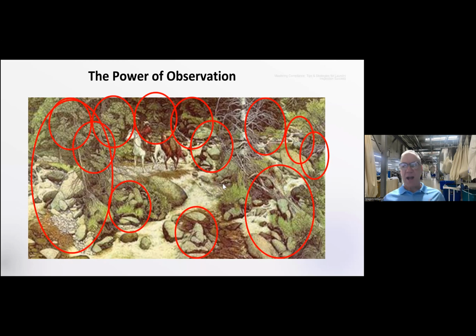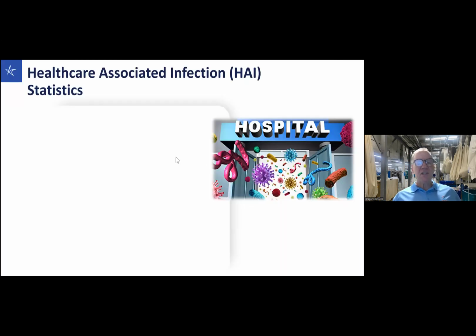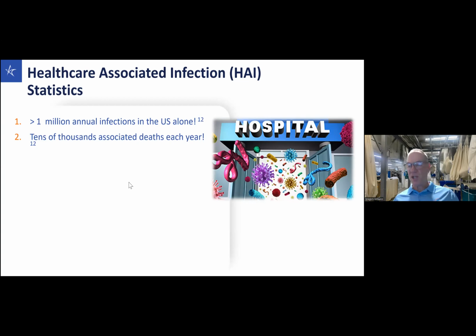Now that we have our observation hats on, let's get into healthcare associated infection mode. Many of you have maybe seen these statistics, but I'm just going to go through some of the up to date HAI statistics. There are more than 1 million annual HAIs in the United States alone, from the Agency for Healthcare Research and Quality. This is a really big number, but it is only the United States, and I think it only accounts for a subset of healthcare.